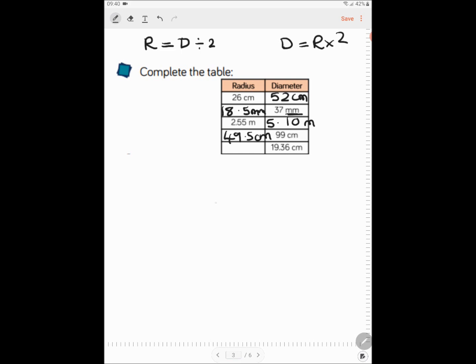And the last one that we're going to do is also converting diameter to radius. So we're going to divide by 2. So 19.36 divided by 2. 2's into 1 don't go. 2's into 19 go 9 times. There's my decimal. But I've got 1 left over. 2's into 13 goes 6 times, again with 1 left over. 2's into 16 go 8 times. So my answer would be 9.68 centimetres. So hopefully you can see how the two work together. You can multiply up if you've got the radius. You can divide down if you've got the diameter.